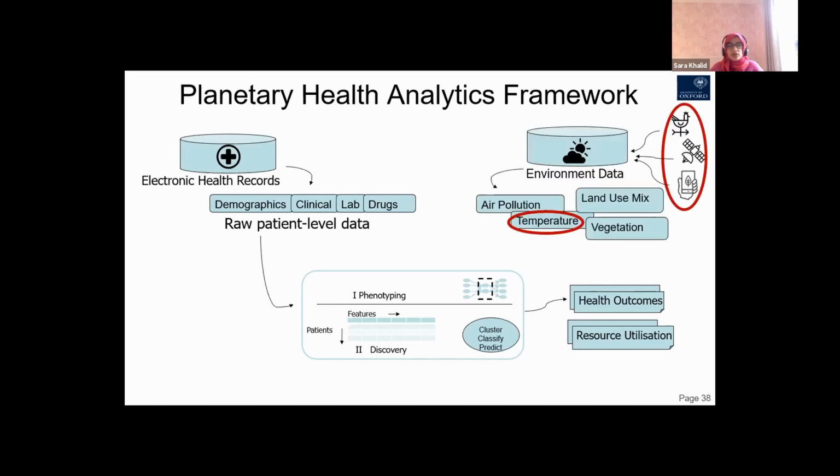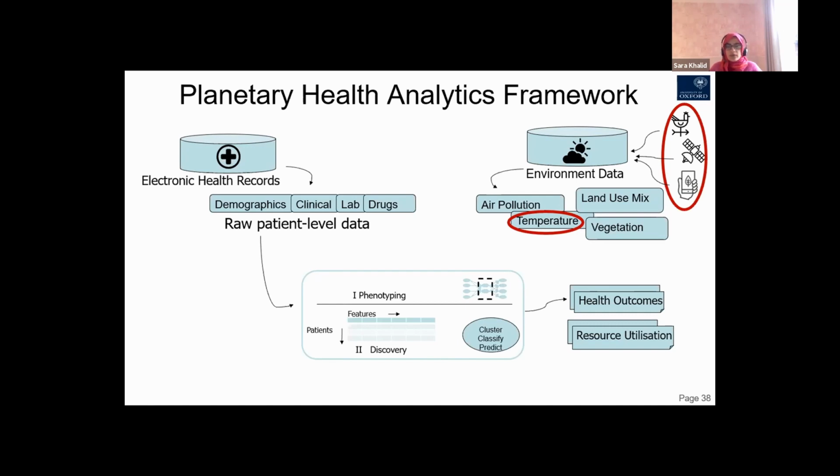Now, in a way, planetary health analytics is an extension of this framework of patient level analytics, where the broad idea is to add environmental and climate related data to the raw patient level data and get to the same questions of health outcomes and resource utilization, but by using knowledge from the person and the person's environment. And there are several challenges along the way to do this.